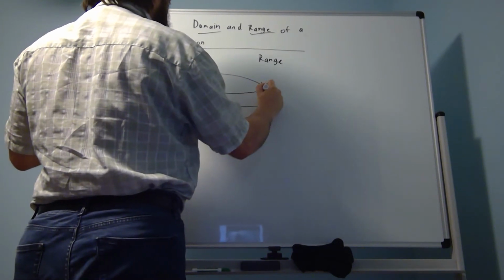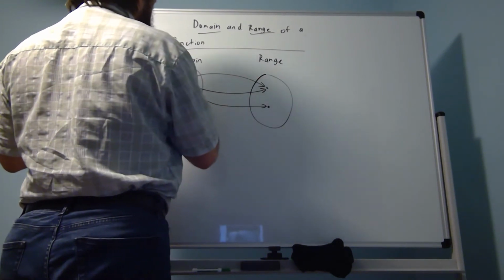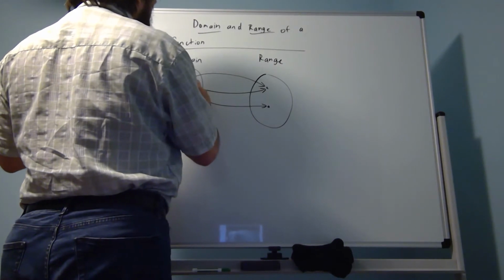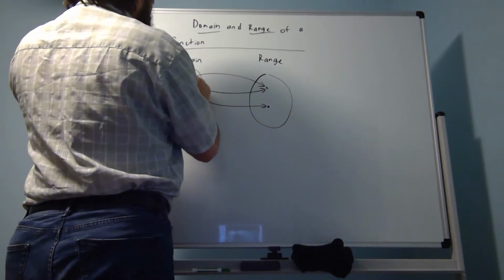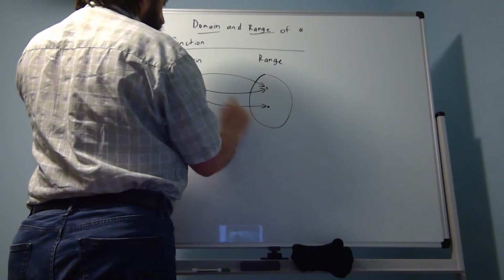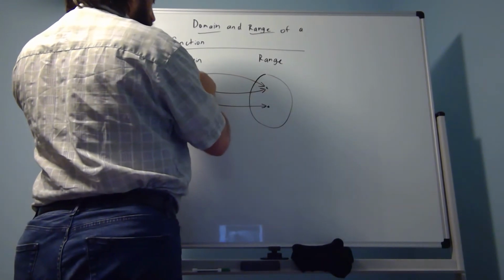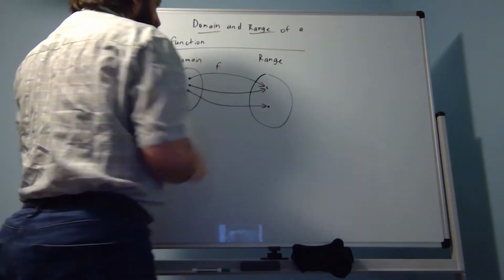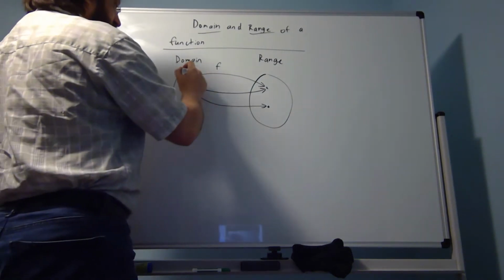It's just as long as there's just one output for the input. The input is not allowed to go to two different things. The function is only allowed to send it to one thing, but two different inputs could have the same output.